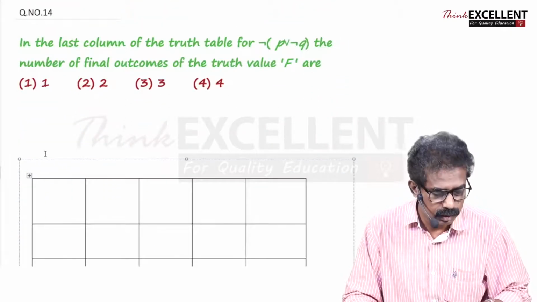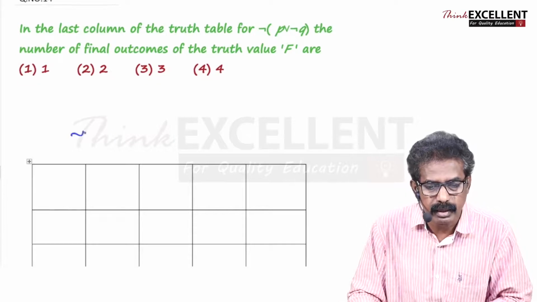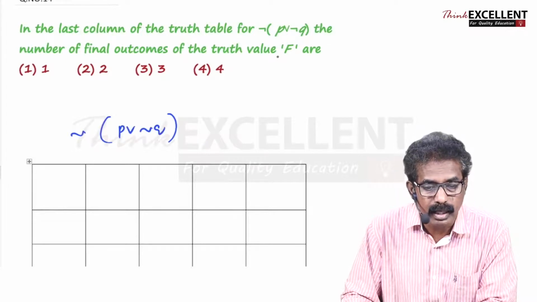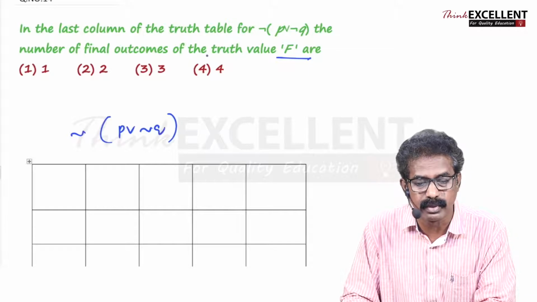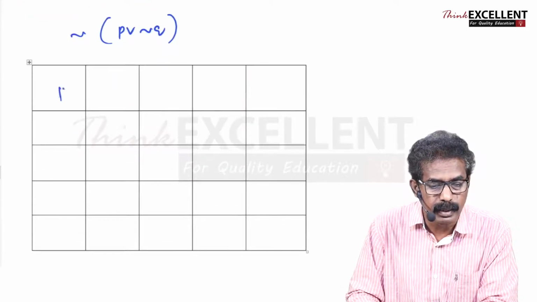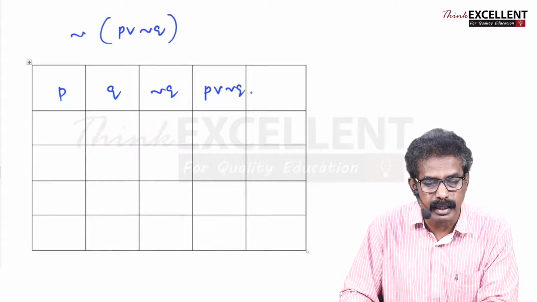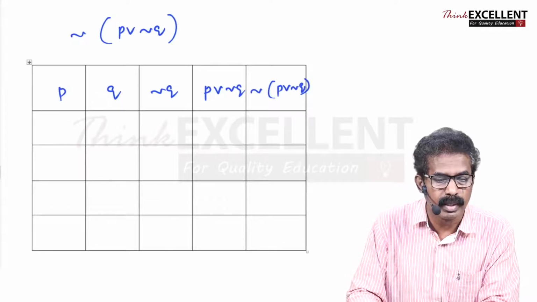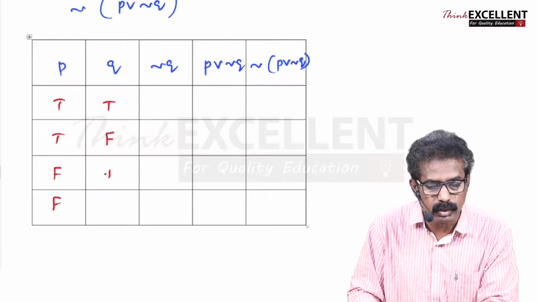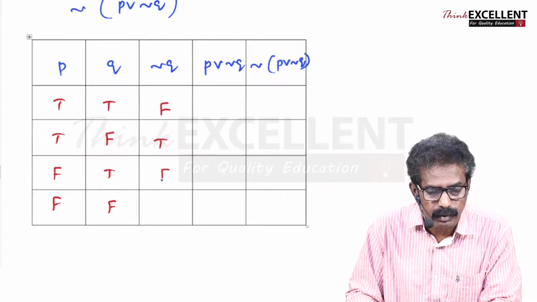Question number 14, look at this one. The last column of the truth table for negation of P join negation Q. Last column they asked, how many F are there, right? Number of final outcomes of the truth value F they asked, for this table. So let us prepare the table. So first P, then Q, we want negation Q. Then the term inside the bracket, P join negation Q, and the negation of this. Whenever you have four rows, two times true, two times false, then true, false, true, false. Negation Q, Q you change, true becomes false, false becomes true.